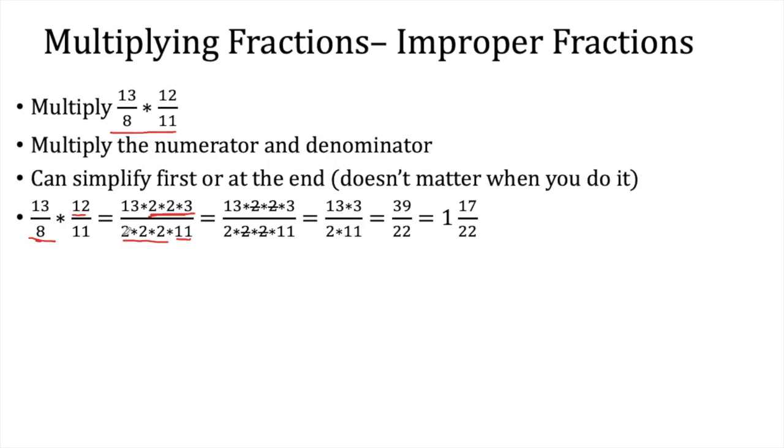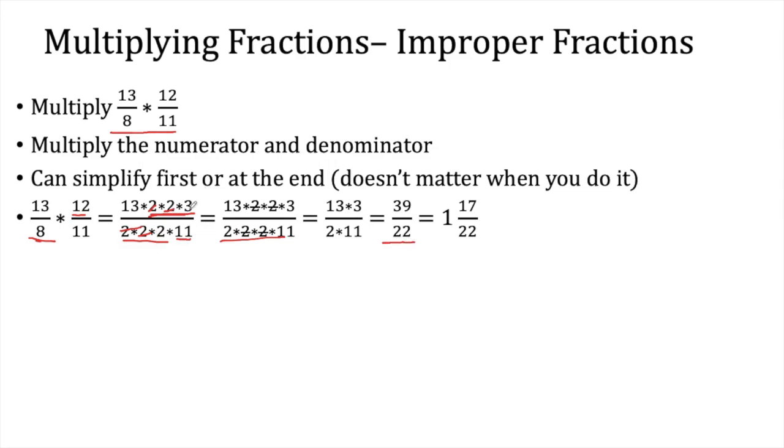Now we'll see that there are two 2's in the numerator and three 2's in the denominator. So we can cancel out two 2's from the numerator and the denominator, because 2 divided by 2 is 1. We do that, and in the numerator we're left with 13 times 3. So we don't have to do a big multiplication like 13 times 12, just 13 times 3, and in the denominator 11 times 2. That will give us 39 divided by 22.